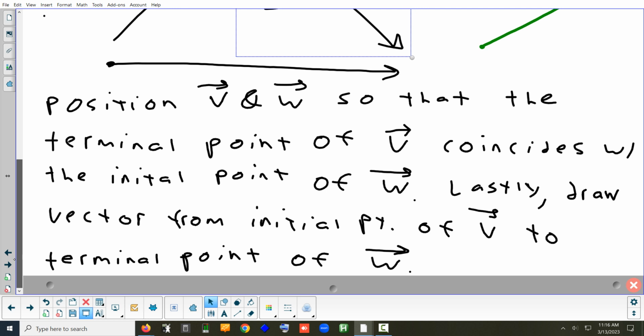But that's the approach we're going to use when we do a word problem. We're going to draw it out. We're going to look at the forces in the picture and try to visualize what's happening. That's the easiest way to do it.